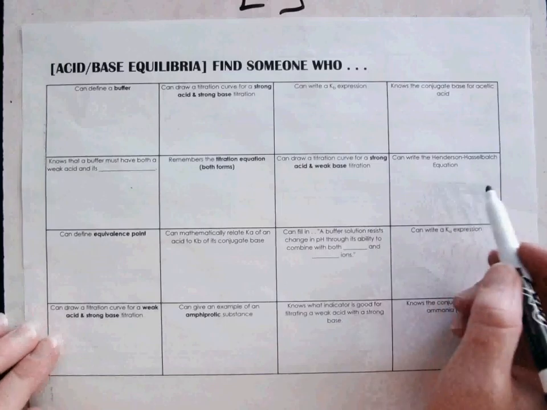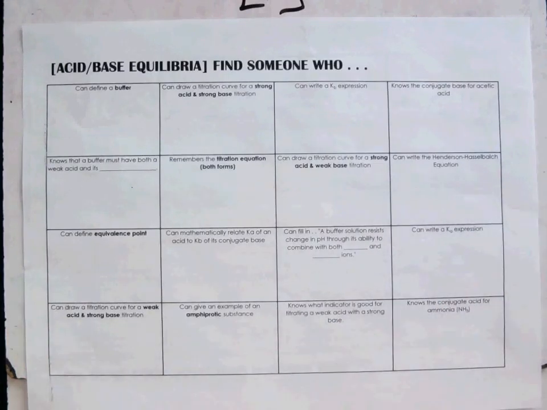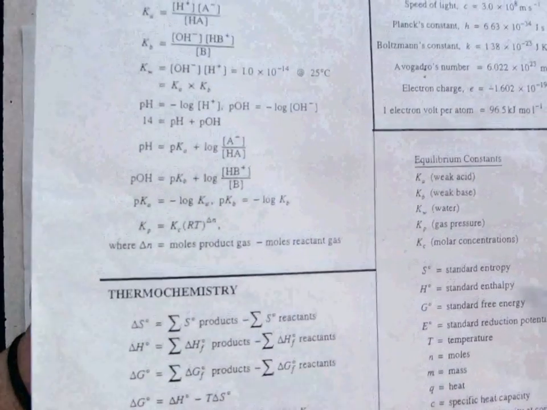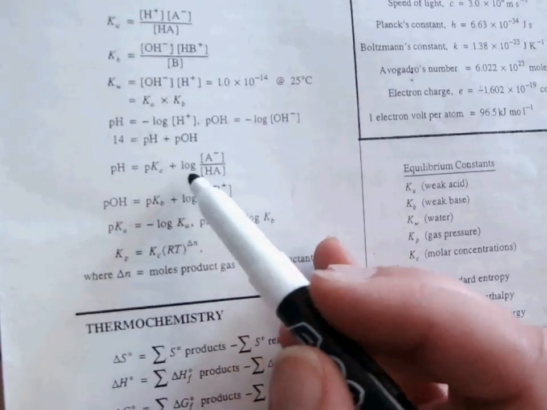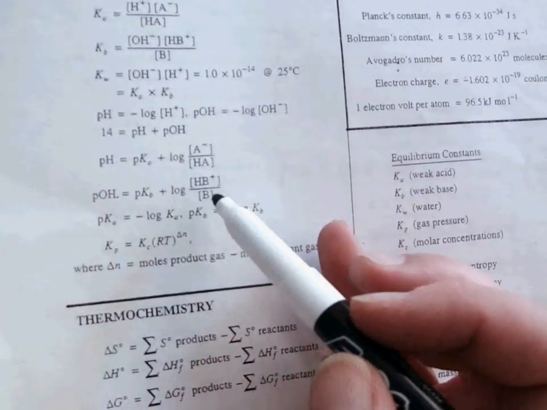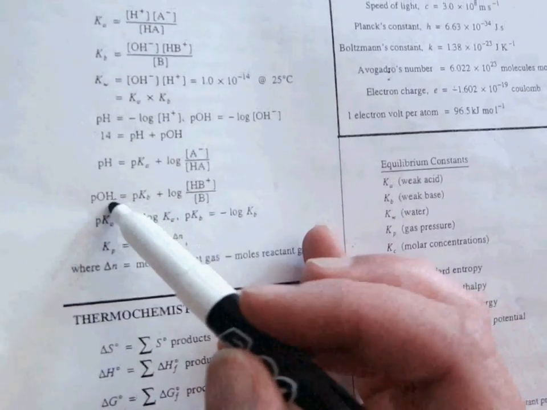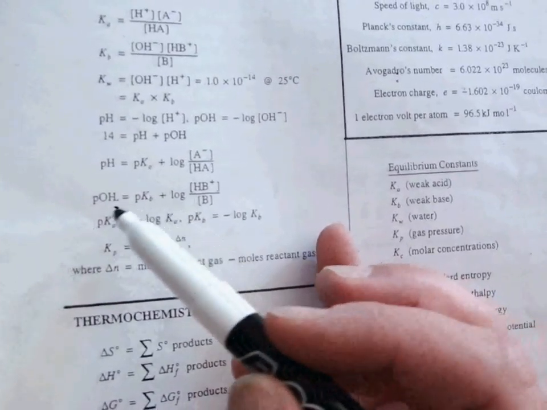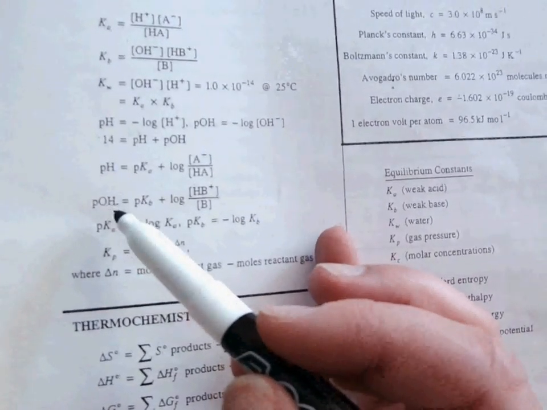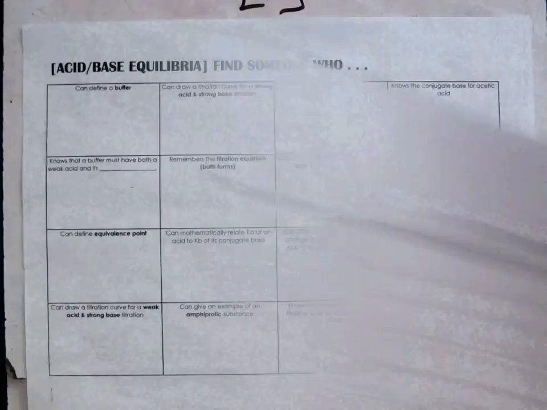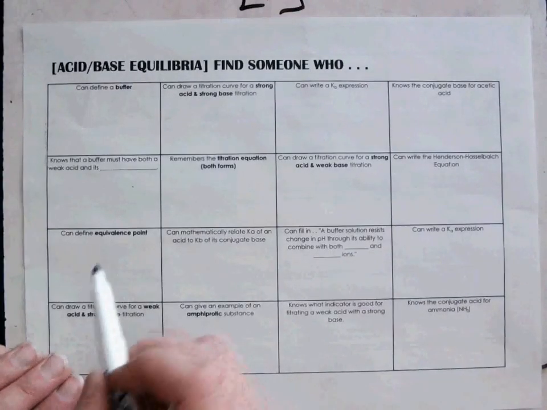Okay. The Henderson-Hasselbalch equation is, of course, right here. It is either of these, pH equals pKa plus log and so on, or this one with the pOH if you have a base. And if you use this one and you want to know the pH, you of course find the pOH and subtract it from 14 and you'll have the pH.